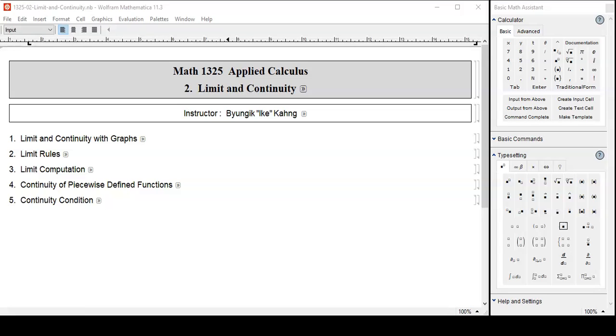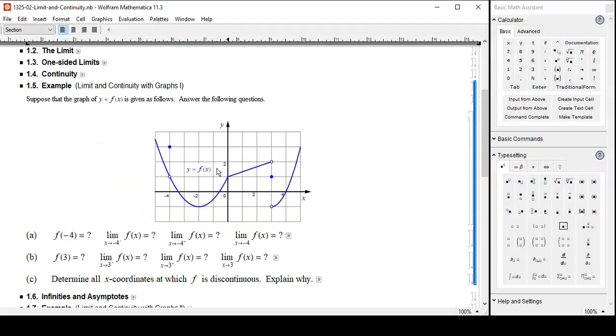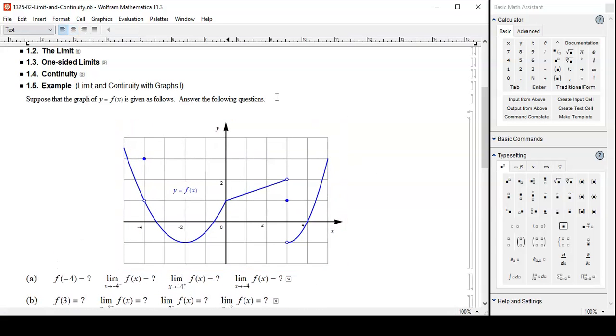Hello students, welcome back. Let us resume our discussion in section 1, limit and continuity with graphs. Previously we talked about this graph and the key technique is to follow the graph from the left hand side versus the right hand side.